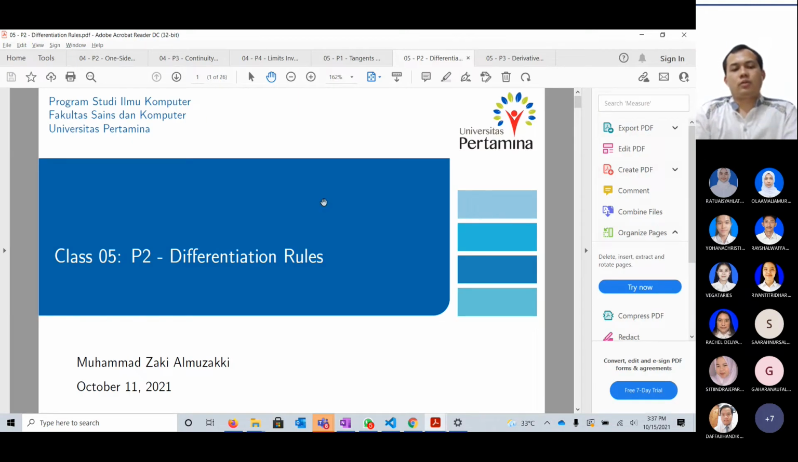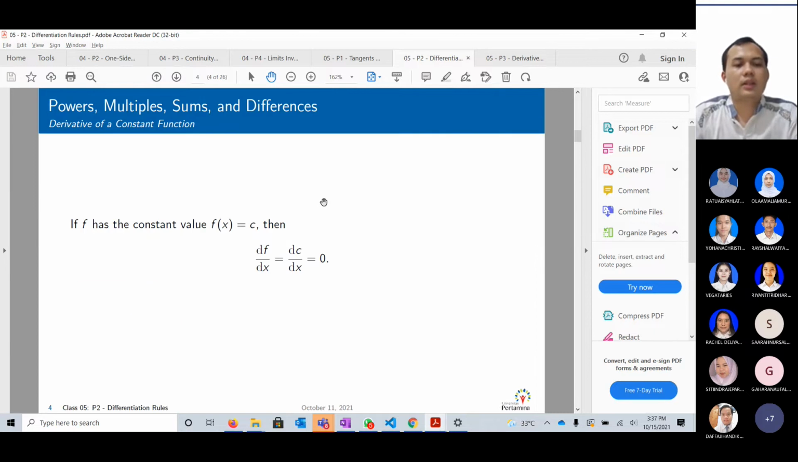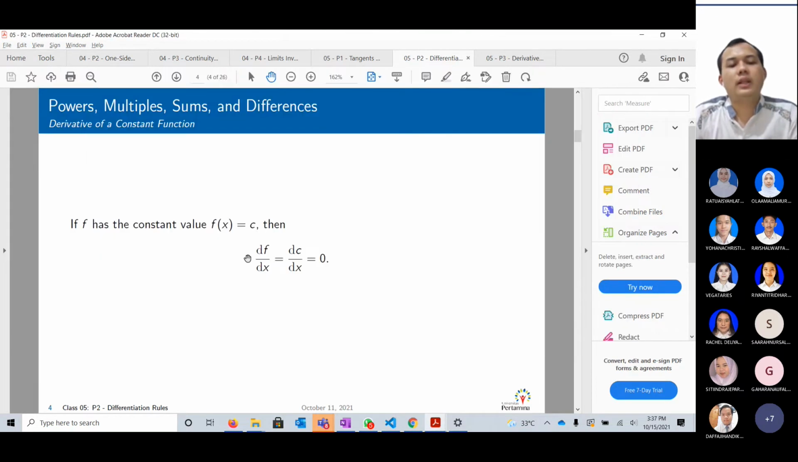The differentiation rules. Power, multiple sums, and difference. Power. If f has the constant value f of x equal to c, then if we have a constant number, the derivative is 0. Jadi kalau kita punya fungsi konstan seperti ini, turunannya adalah 0.